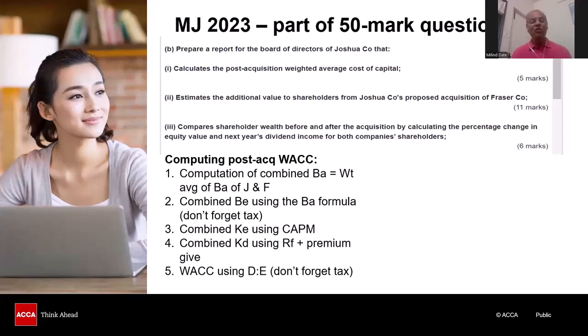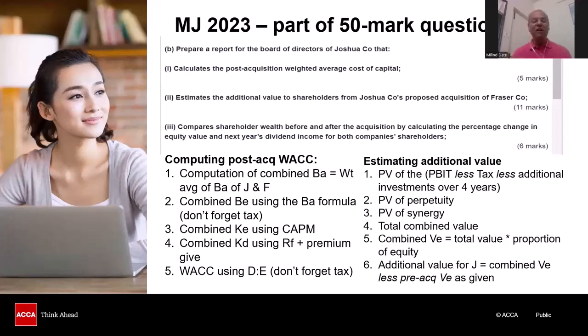Subsequent to that, I will also make the calculations which help me determine the additional value estimates, for which the first working note will show the present value of profit before interest and tax, less additional investments over a period of 4 years. To that, I will add the present value of perpetuity and the present value of synergy. Now, adding these three together will give me the total combined value of the firm as a whole. And then I will determine the combined equity value as the total value times the proportion of equity.